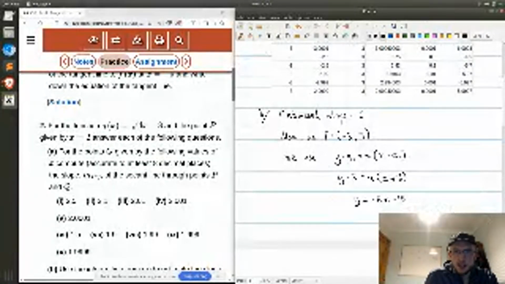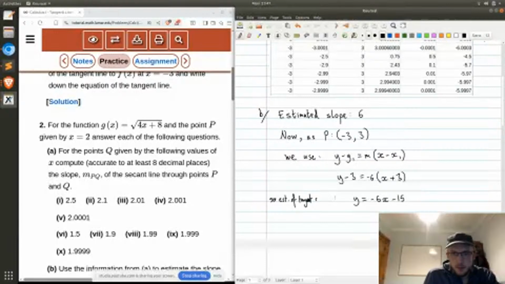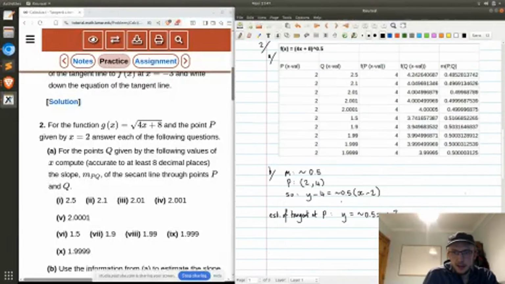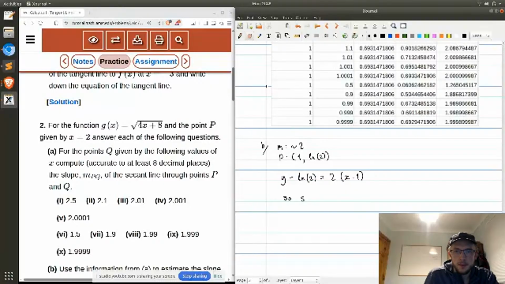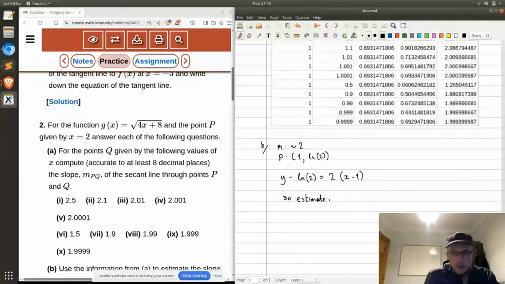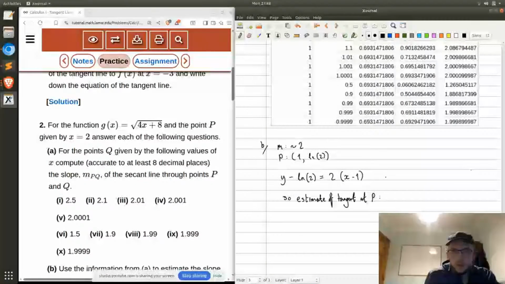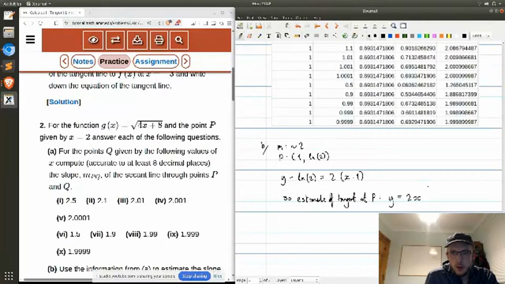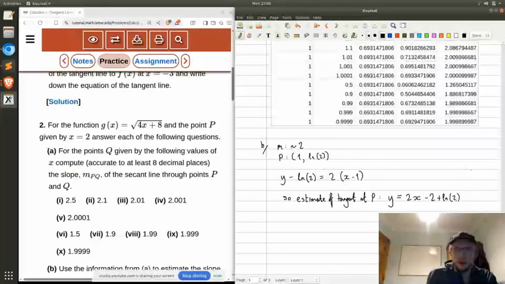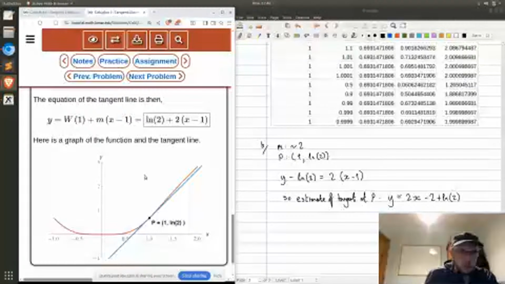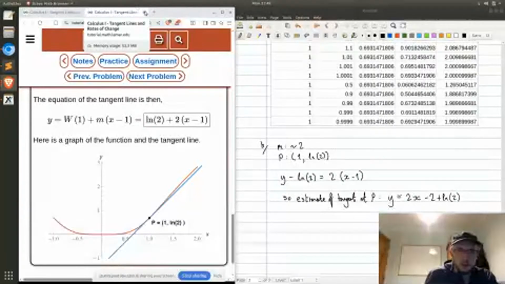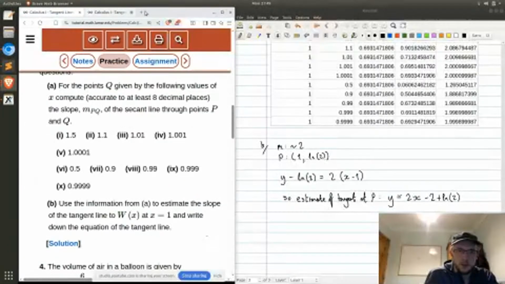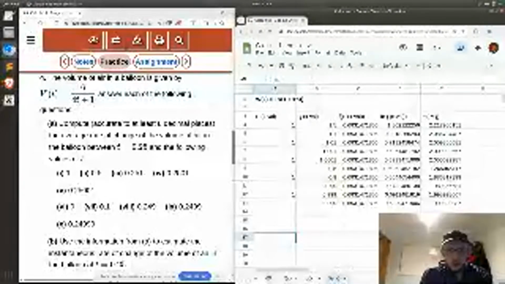Let me just say what it actually is that I'm making. The estimate of the tangent of P is that, and then that, and then minus 2 plus ln 2, which you may guess. Got it. Moving on.